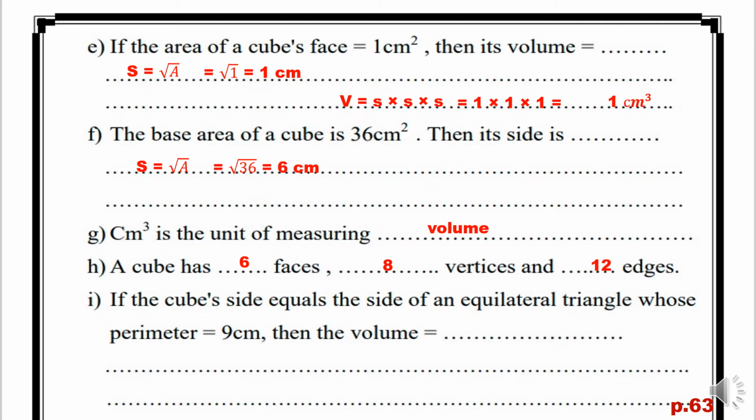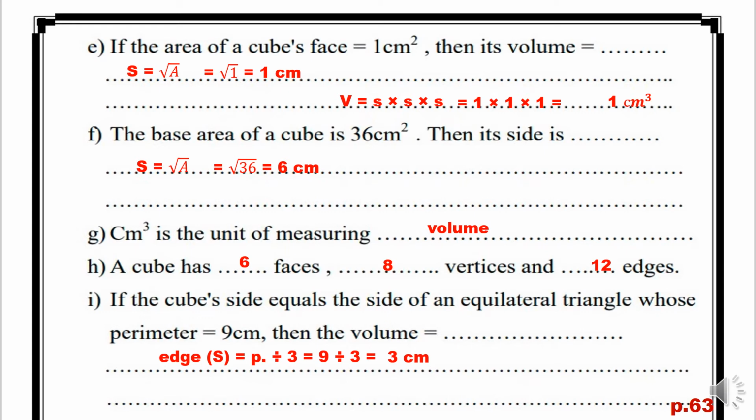Letter I. If the cube's side equals the side of an equilateral triangle with perimeter 9 cm, then find the volume. The volume of the cube is equal to side times side times side. And here he gives me that the side of the cube is equal to the side of an equilateral triangle whose perimeter is 9 centimeters. The perimeter of the equilateral triangle is equal to side times 3. So, to get the side of the equilateral triangle, it will be equal to the perimeter divided by 3. So, it's equal to 9 divided by 3, which equals 3 centimeters.